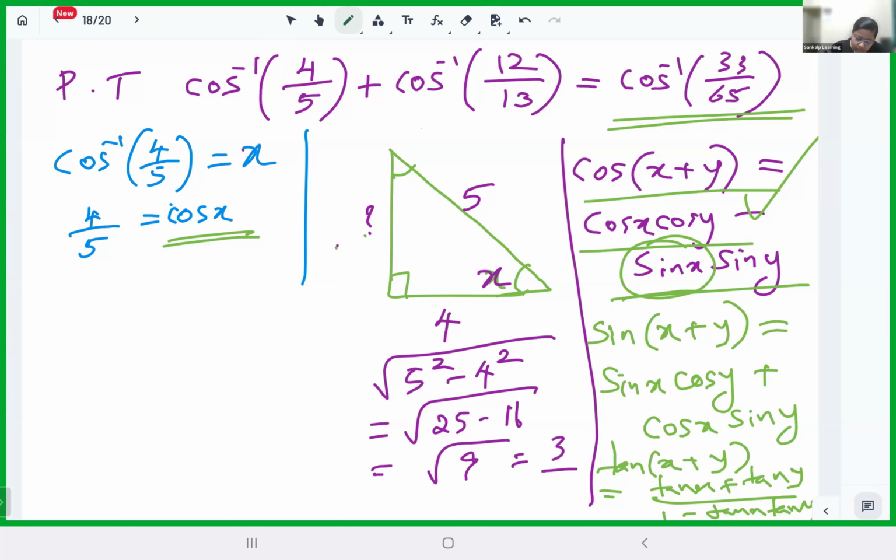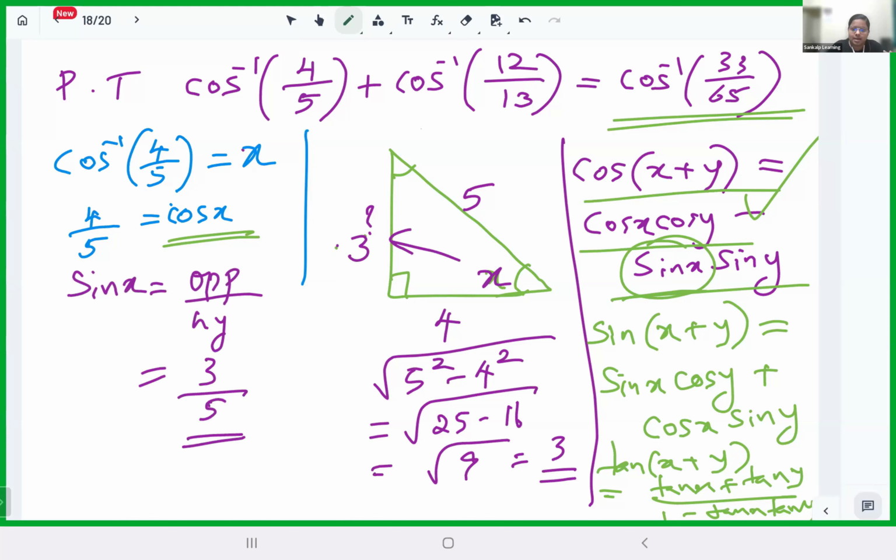So these are Pythagorean triplets: 4 and 5, and the other will be 3. So 3, 4, 5. We have got the opposite side of the angle x. Now, can we find what sin x is? Definitely. Sin x means opposite by hypotenuse. Opposite is 3 and hypotenuse is 5, so sin x is 3 by 5. So we have got the value of sin x.